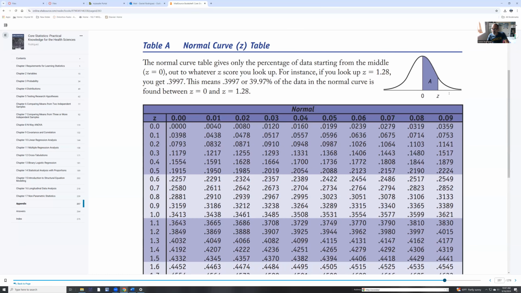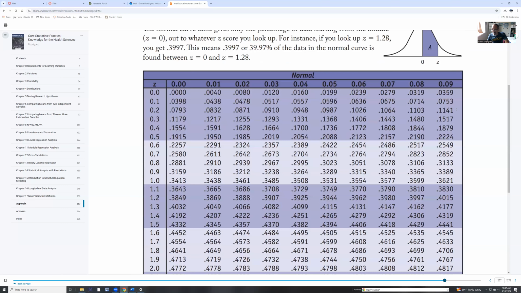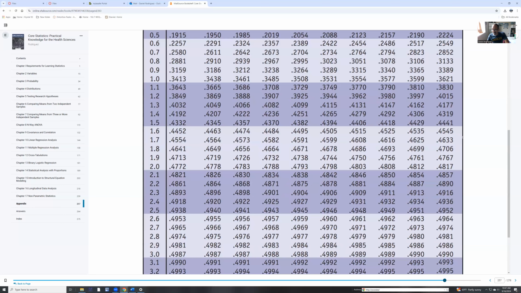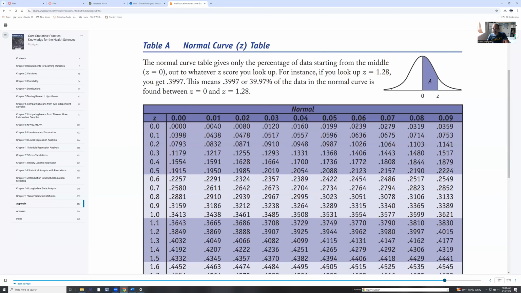The area between 0 and my point is going to be at least greater than 49.98, right? And then I have to add the other 50%. So it's going to be greater than at least 99.98 percent of all values.